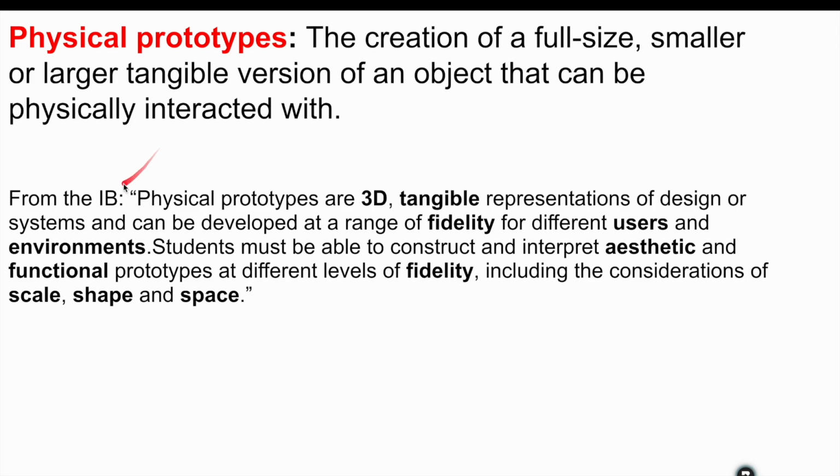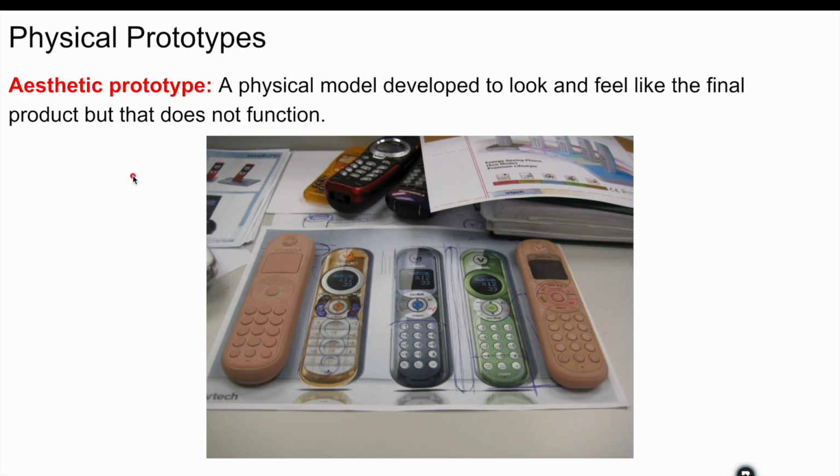So from the IB, physical prototypes are 3D tangible representations of design or systems, and can be developed at a range of fidelities for different users and environments. Students must be able to construct and interpret aesthetic and functional prototypes at different levels of fidelity, including the considerations of scale, shape, and space. And so we'll talk about all of that stuff now.